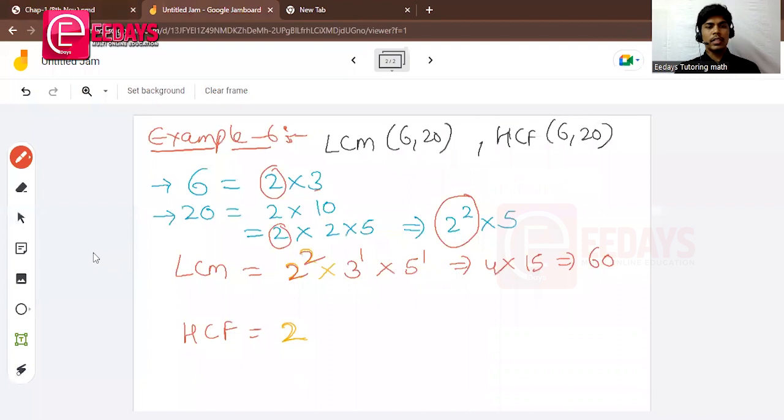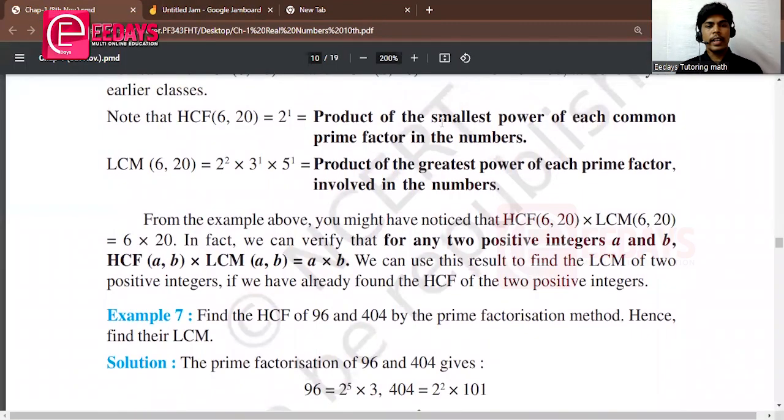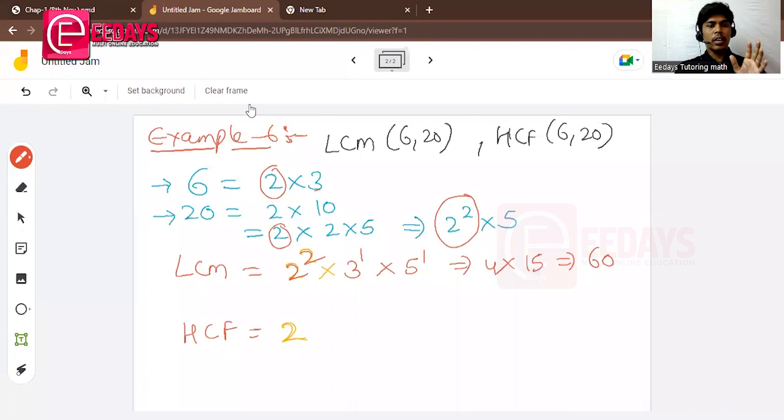Okay, I'll explain the process once again. We need to find the LCM of 6, 20 and the HCF of 6, 20. For LCM, you can take only the greatest power. Whether it is common or not, in the two numbers, leave that. Give me a moment. Let's do another example, then you can understand better.